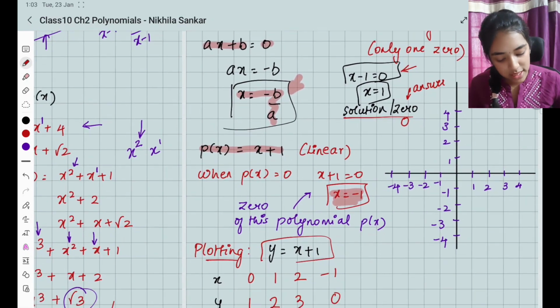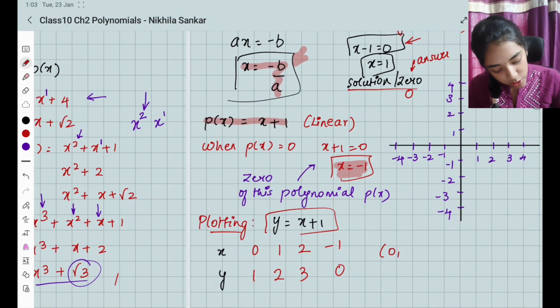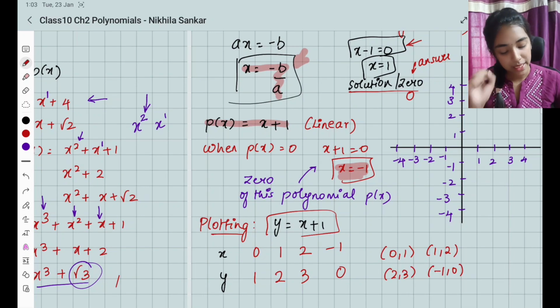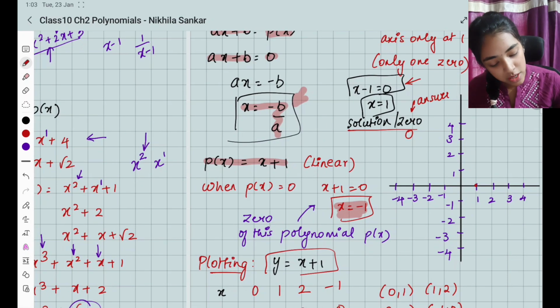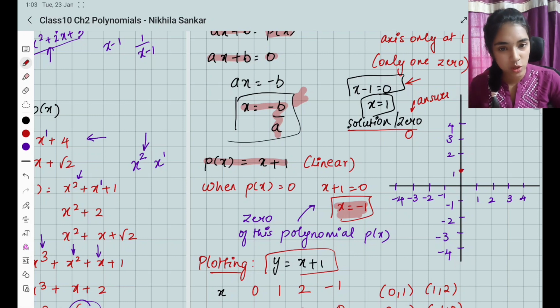So let's plot this in the graph. So what are the solutions going to be? You have (0, 1), (1, 2), (2, 3), (minus 1, 0). Correct? But let's start plotting the graphs. You have (0, 1). (0, 1) எங்க இருக்கு? It is going to be on the y-axis. (0, 1) is on the y-axis. X coordinate 0, y coordinate is 1.